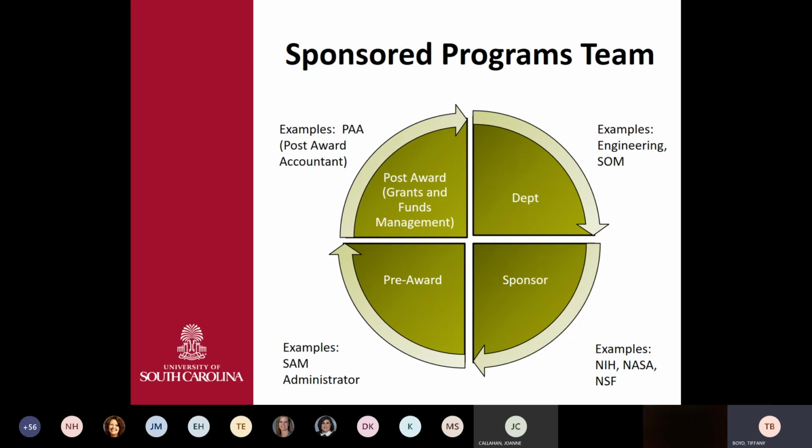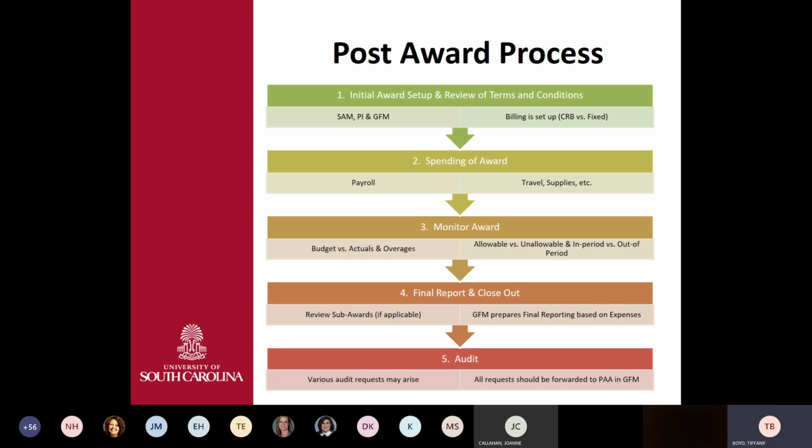The clicker's not working. There we go. And then the next slide, we're talking about the post-award process. We kind of broke it down into 5 steps. The first step is, of course, the initial award setup and review of those terms and conditions. So, that's looking at the notice of award and any special terms and conditions that you have, and looking at what kind of award do you have. Is it cost reimbursable or is it fixed price?